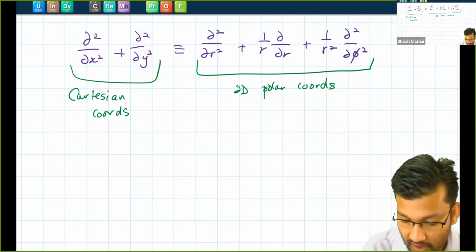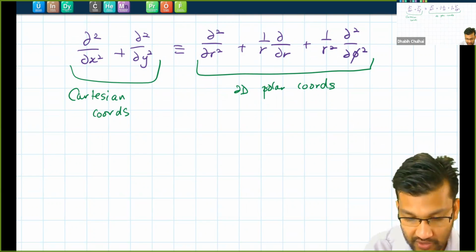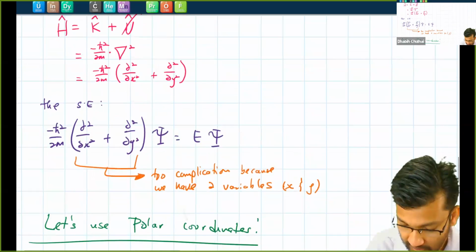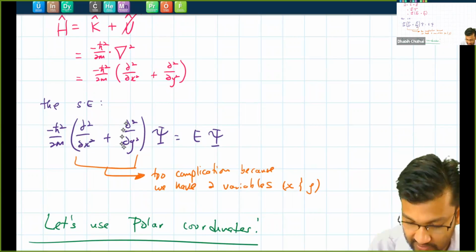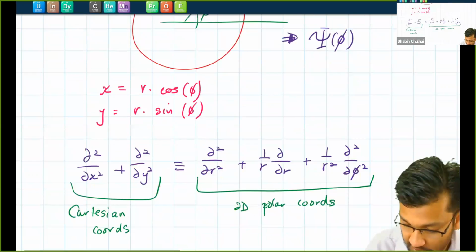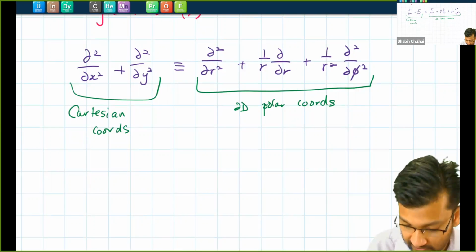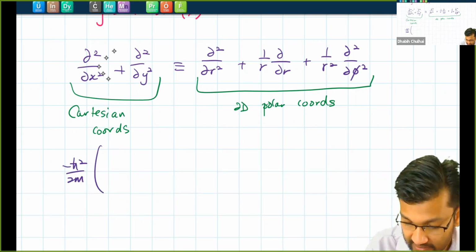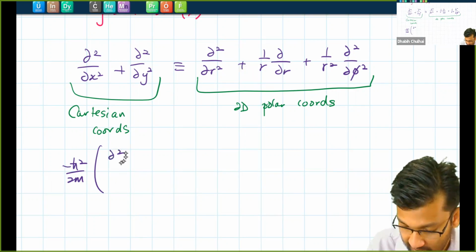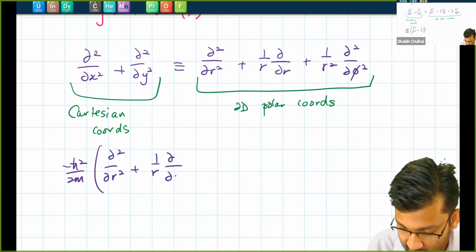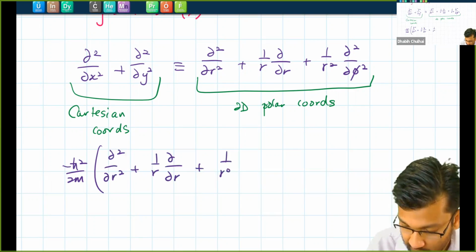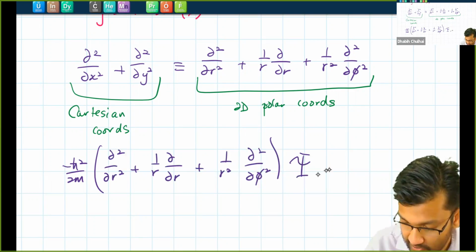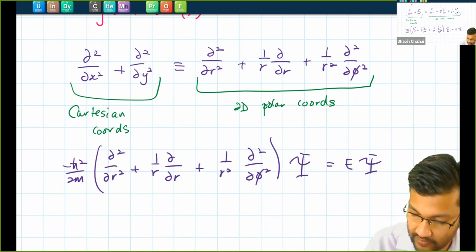So remember our Schrodinger equation all the way up here has this d squared dx squared plus d squared dy squared. So I'm going to just replace that with the polar coordinate equivalent. So it's negative h bar squared over 2m. That part doesn't change. But instead of this, we have this stuff over here: d squared dr squared plus 1 over r d dr plus 1 over r squared d squared d phi squared. All of that times the wave function should be the energy times the wave function.